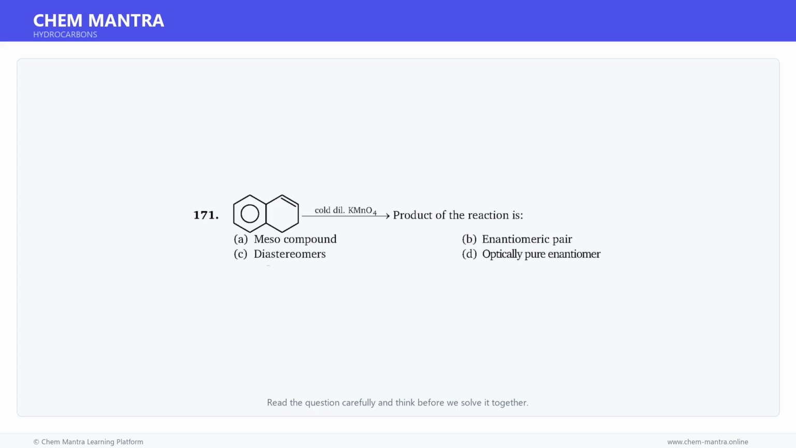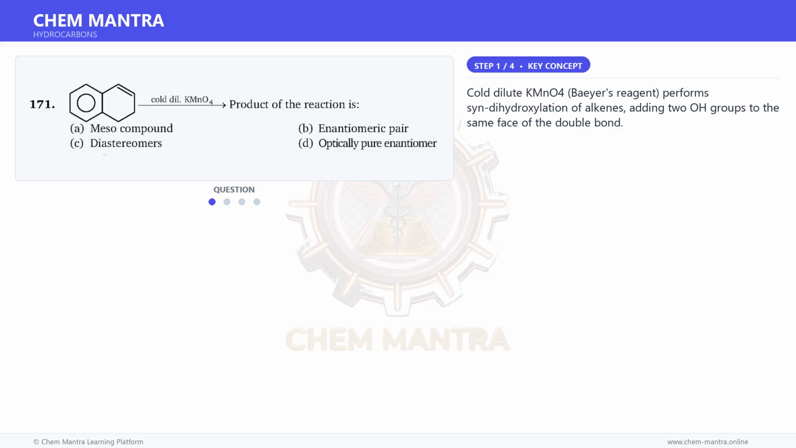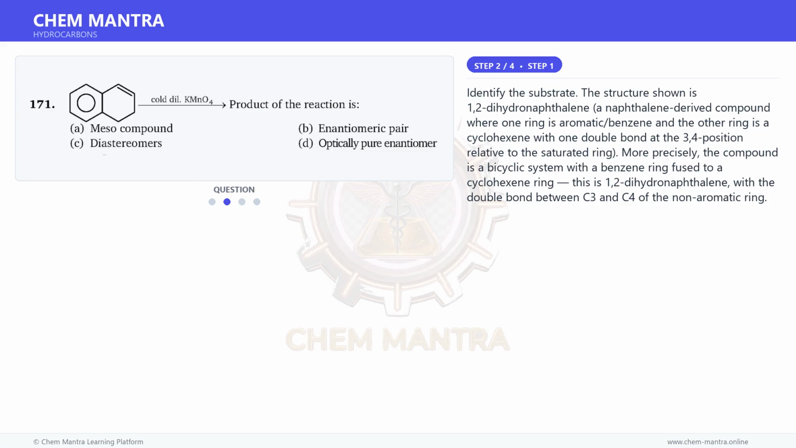Here is a question. Read it carefully and think about the answer. Let us solve it step by step. Let us first understand the key concept here. Cold dilute KMnO4, Bayer's reagent, performs syn-dihydroxylation of alkenes, adding two OH groups to the same face of the double bond. Moving on to the next step.